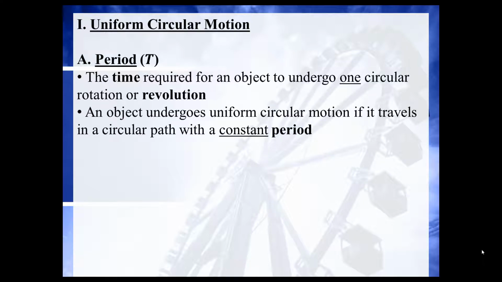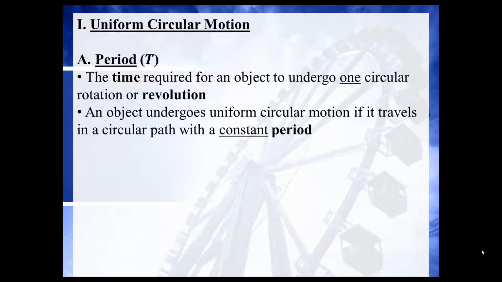In terms of what it means for an object to undergo uniform circular motion, an object will undergo uniform circular motion if it travels in a circular path with a constant period. Now, I'm not totally sure what the period would be on the Ferris wheel. It depends on how fast the Ferris wheel is moving. But let's say, for example, that the period of revolution is 30 seconds. So if you get in at the bottom of the Ferris wheel, it takes 30 seconds for you to go completely around the circle. As long as that period does not change, then you're undergoing uniform circular motion.